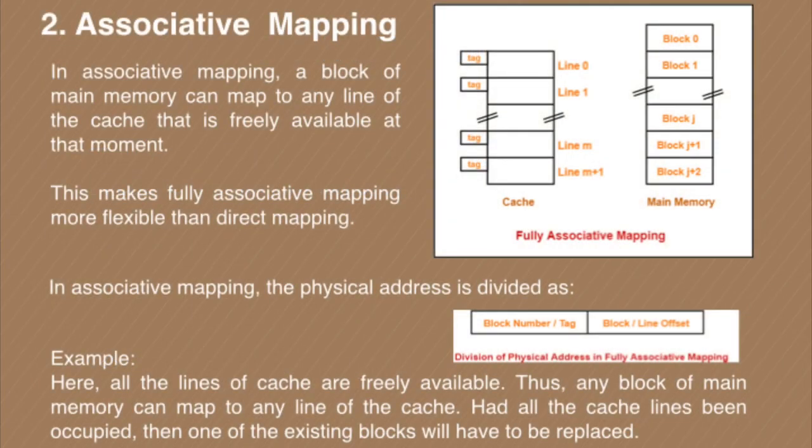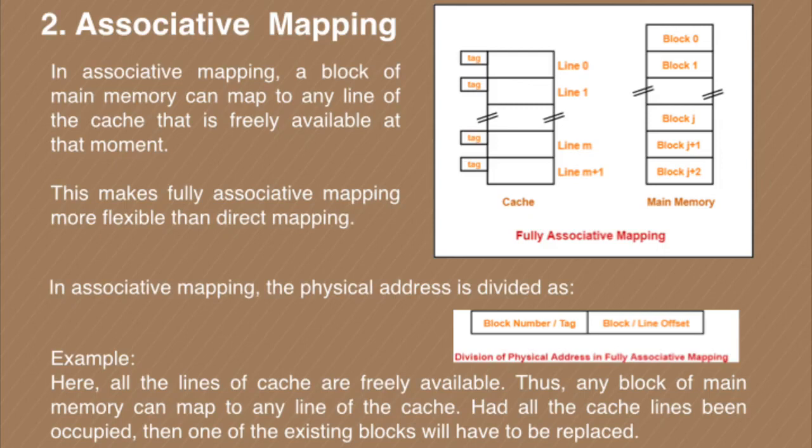In associative mapping, a block of main memory can map to any line of the cache that is freely available at that moment. So there is no restriction like in direct mapping. We can store in any location in the cache if it is free. This makes fully associative mapping more flexible than direct mapping.